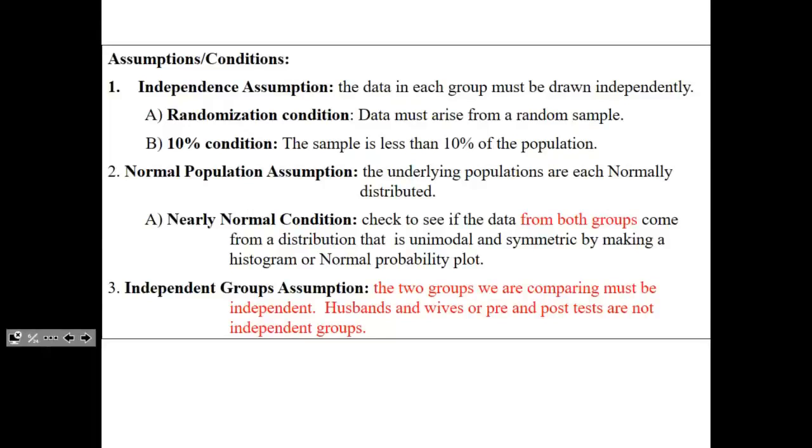In order to do that, I'm going to plot my probabilities. I'm going to look at my histogram. I'm going to look at my data for both groups and see it's unimodal, symmetric. I'm going to make that normal probability plot to see that I have it. Lastly, I need my groups to be independent of each other. The two groups we're comparing have to be independent. If I'm comparing husbands to wives, they're not independent of each other. If I'm looking at a pre versus post test, those are not independent of each other. I can't use these particular methods today to compare matched pairs.